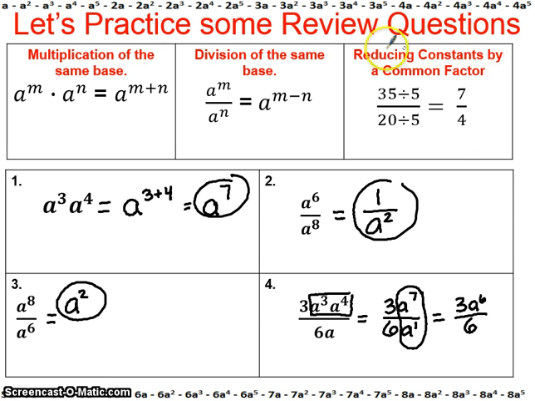And last, we see our common factor rule because we have 2 constants that both can be divided by 3. 3 divided by 3 is 1, so we get 1a to the 6th, or just a to the 6th, over 6 divided by 3, which is 2. So this simplifies to a to the 6th divided by 2.